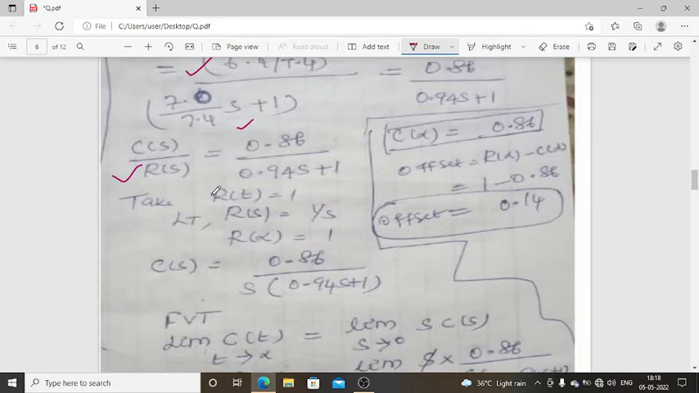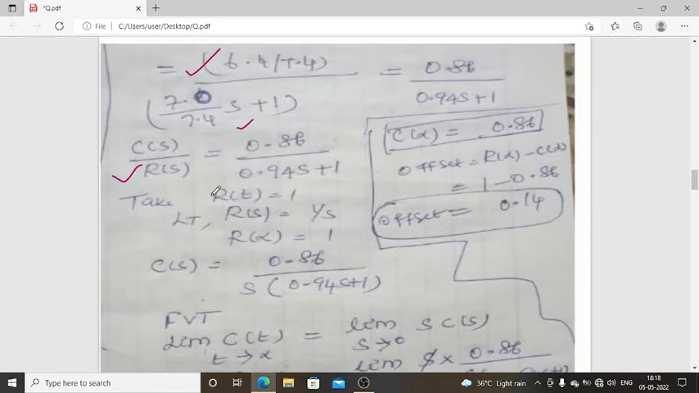Generally we take a unit step change in set point. Why? Because this part comes under servo mechanism. So we should take R of t is equal to 1. What about R of infinity here? That is equal to 1. We want R of S. What do you do here?